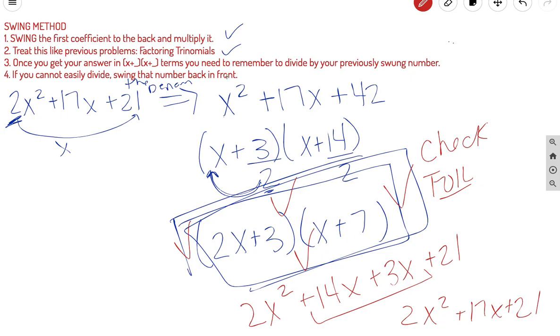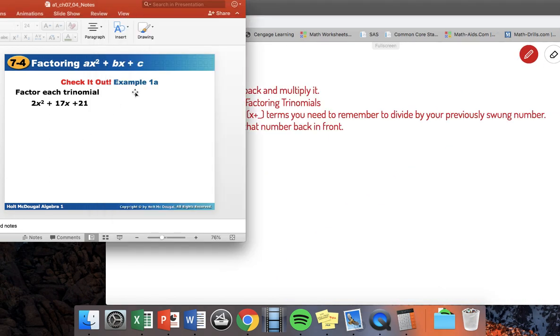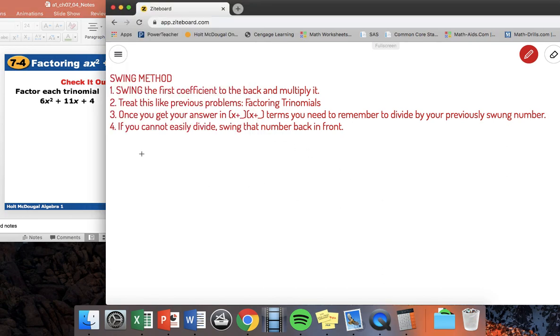Okay, let's try more problems. Okay, let's try another one. Oh, I like this one. All right, let's do this one. So 6x squared plus 11x plus 4.